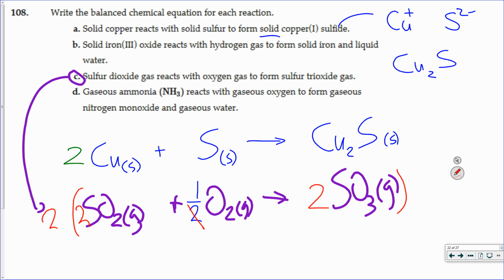So if I do my atom inventory on the sulfurs, I've got 2 sulfurs on the left, 2 sulfurs on the right. The oxygens, I've got 2 times 2 is 4, plus 2, 6 on the left, 2 times 3, 6 on the right. So if you see it to go ahead and put a 2 in front of everything, that's okay. But if you want to make it 1/2, still your goal is to get rid of the fractions at the end. You'll end up in the same place. Okay?